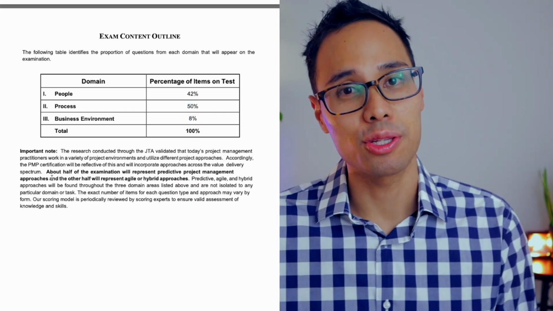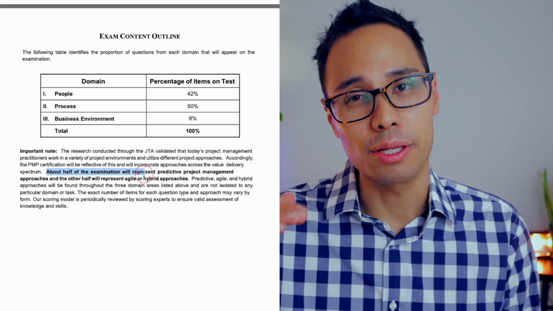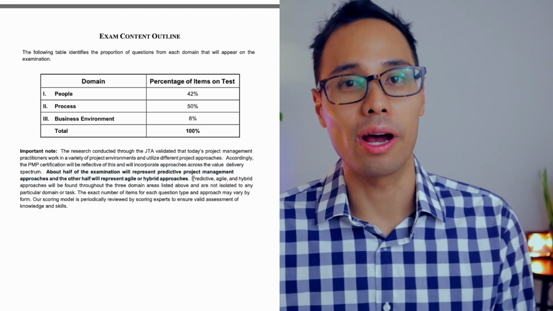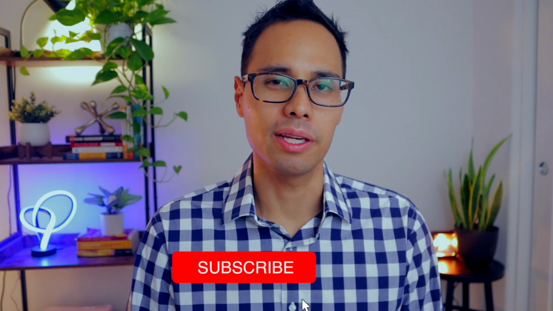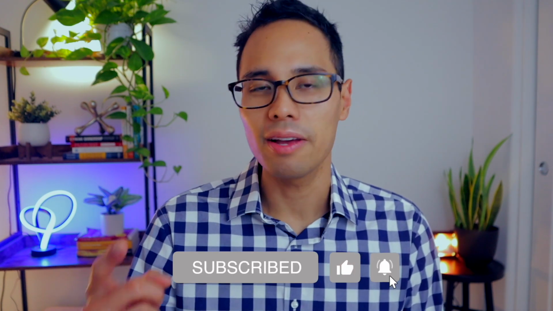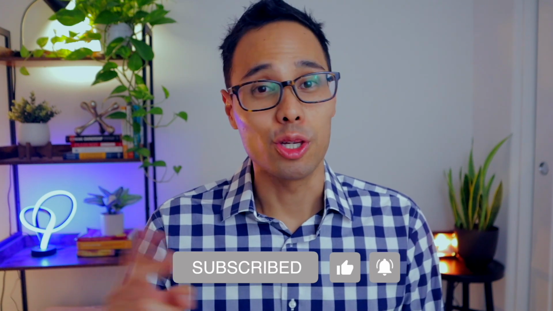When you go to page 2, it states that half of your exam will be predictive and the other half will be agile or hybrid. So as you read through each bullet point, you need to understand how these concepts apply to both the predictive and the agile framework. You don't need to memorize anything, but remember to focus on understanding the concepts. Why? Remember that your exam is not memorization based.